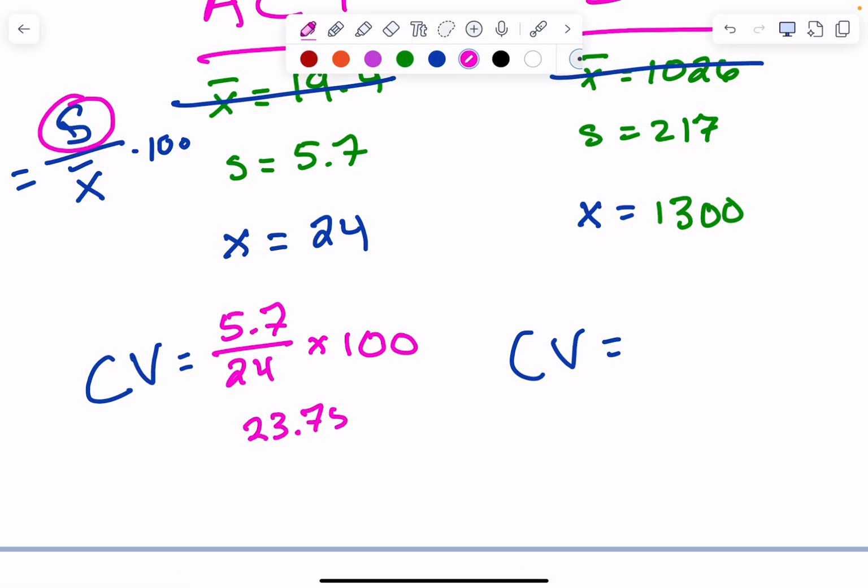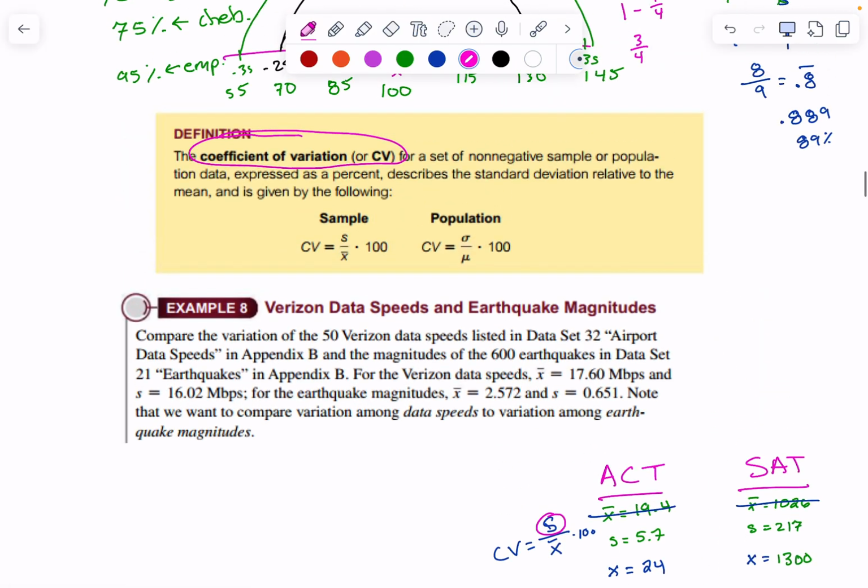How's that going to tell you if it's good or not? You don't have the mean, the average, in there. So you don't know if you're above average. It doesn't matter. It goes by the standard deviation. The standard deviation is a non-negative measure expressed as a percentage, described as the standard deviation relative to the average. Compare the variation.